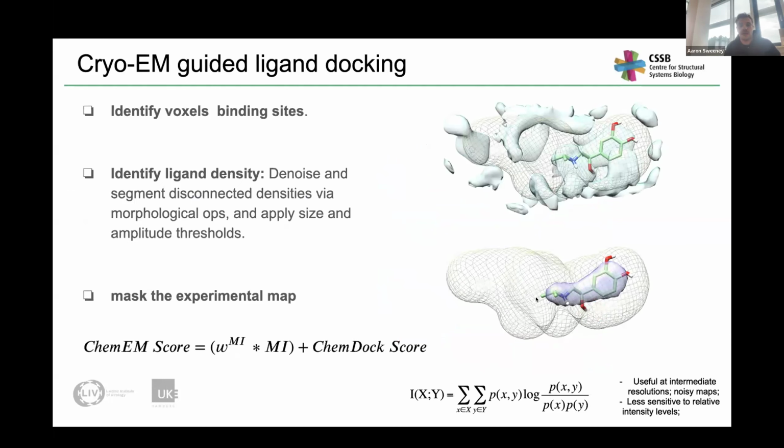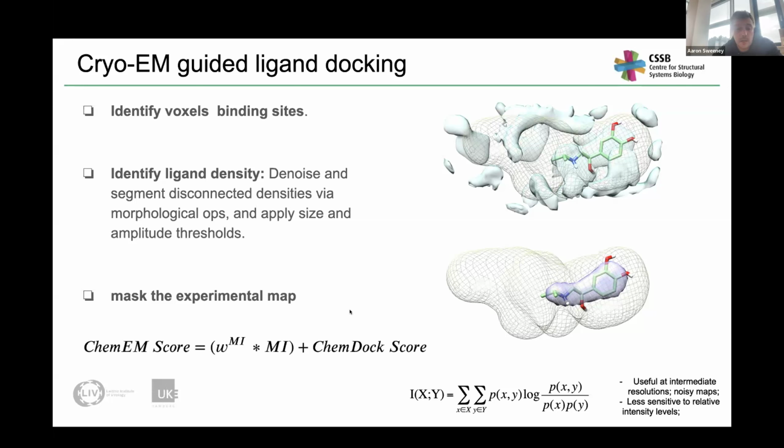Next, we introduce the cryo-EM data to the docking function. How we do this in ChemEM is we try to segregate the ligand data from the protein data. We start by identifying voxels within your binding site. As you can see here in the top right, we have the binding site with all the protein data and the ligand data in there. Once we've identified these, we denoise and segment them using different morphological operations, apply a couple of weak thresholds, and then use this as a mask for the experimental density map. What you should get out is something that looks like this, which is a nice segment of the density map which should represent the ligand.